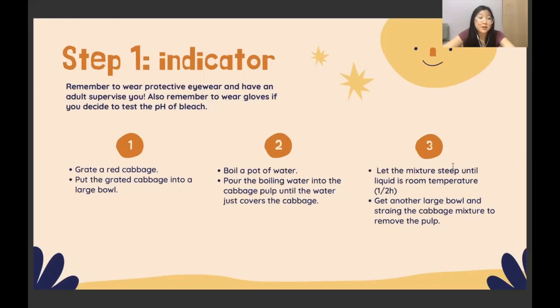We're going to start off by grating a red cabbage, and then we're going to put the grated cabbage into a large bowl. Then we're going to boil a pot of water and pour that water onto the cabbage pulp until the water covers the cabbage. And 3, we're going to let this mixture steep until the liquid is room temperature. This takes about half an hour. Then we're going to get another large bowl and strain the cabbage mixture to remove the pulp.